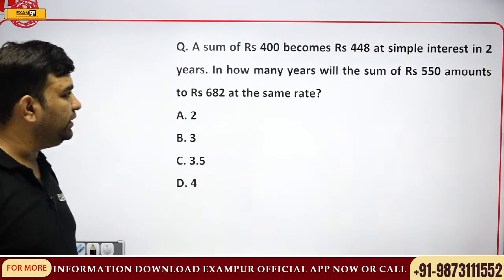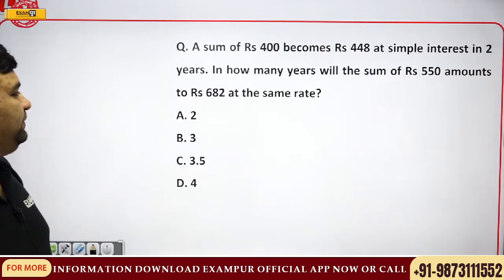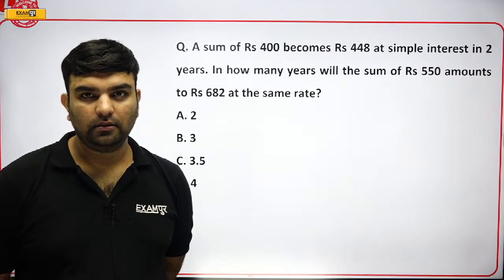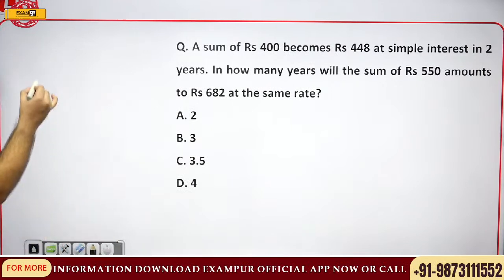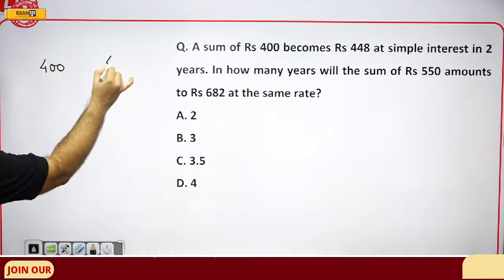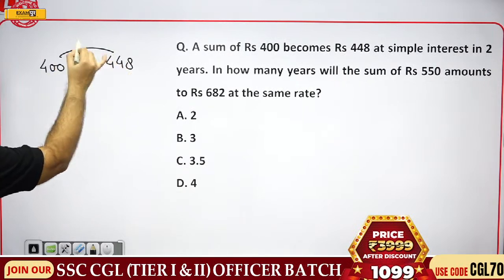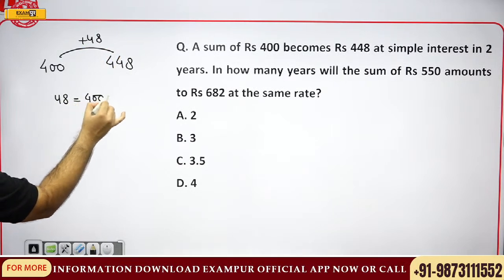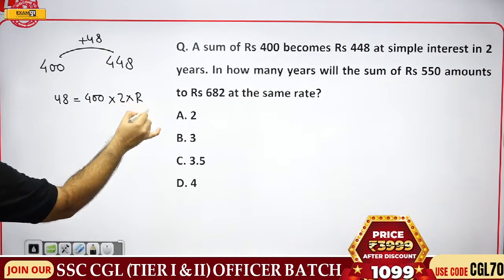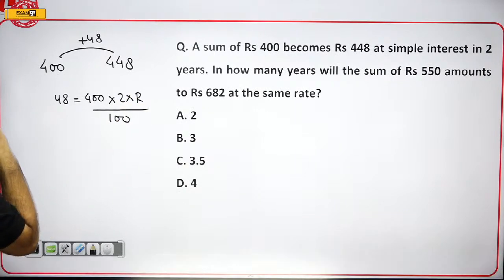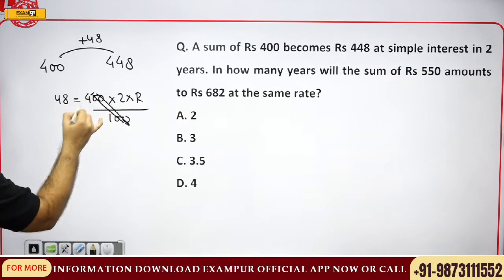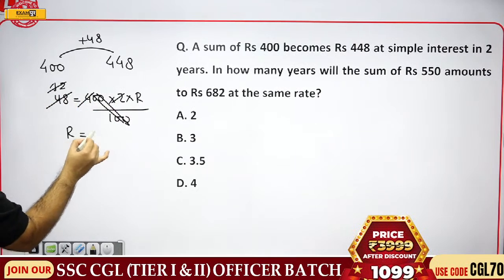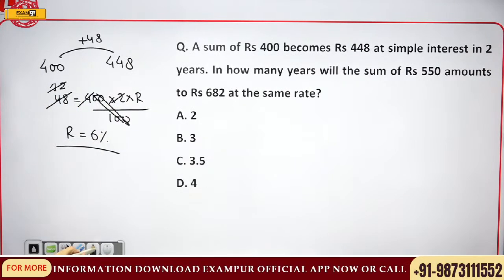400 becomes 448 in 2 years. In how much time will 550 become 682? $400 becoming 448, an interest of 48. Interest of 48 over the principal of 400 in 2 years, we will get to know the rate. So the rate is 6%.